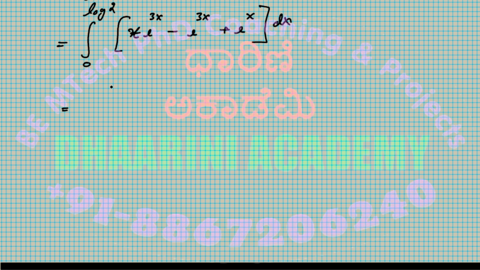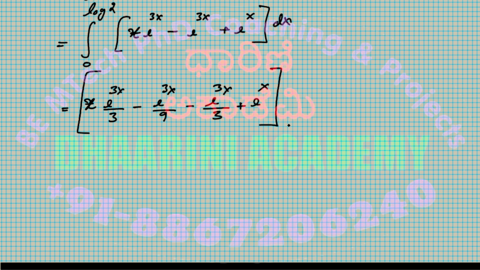So this is equal to x e to the 3x. Once again, the product rule, right? Keep the first function as it is. Second one, e to the 3x by 3, minus, right? So x becomes the same. Second one, I need to integrate again. That means it is e to the 3x divided by, already there is a 3, one more 3, so that is 9. Okay, then other terms will be same. So this is minus e to the 3x by 3 plus e to the x, right? So 0 to log 2, right?